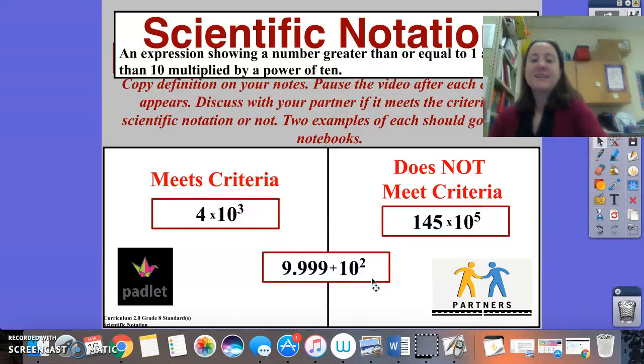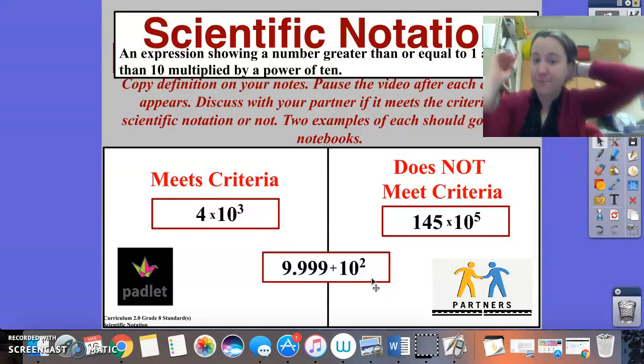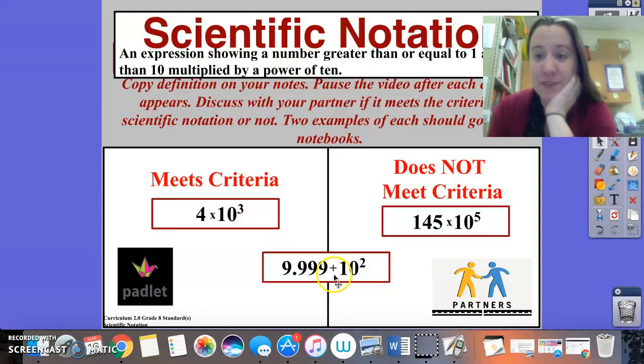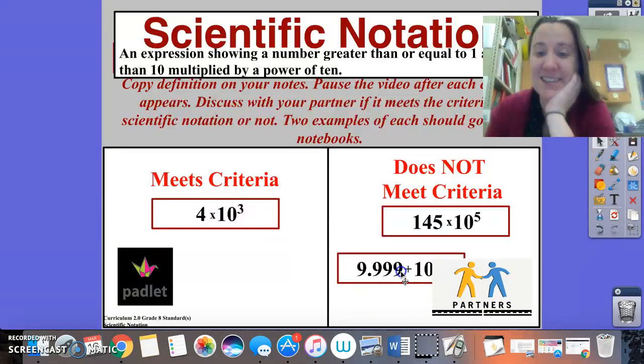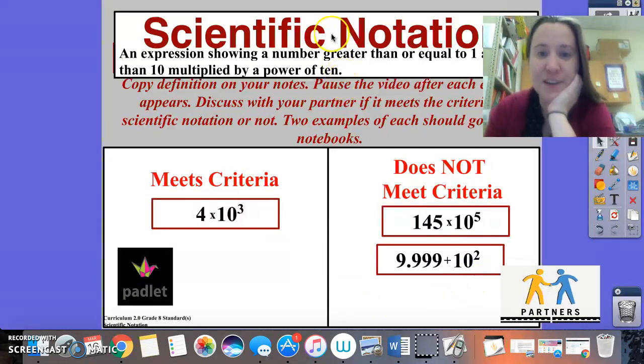So if I'm looking at this example, I see I have 9 and 999 thousandths. So that's between 1 and 10. It's less than 10. I have a power of 10. I have 10 to the 2nd power, but I'm adding. And so by definition, this does not meet criteria. So if you found that problem, good job. Let's look at another one.